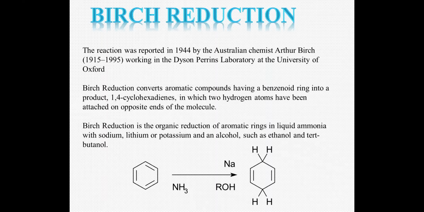So what is Birch reduction? It is nothing but a reduction of your benzenoid ring into a 1,4-cyclohexadiene in presence of liquid ammonia, sodium, potassium or lithium, any of the metals, and in presence of your alcohol, like ethanol or tertiary butanol. This is known as your Birch reduction. So let's go for the mechanism.